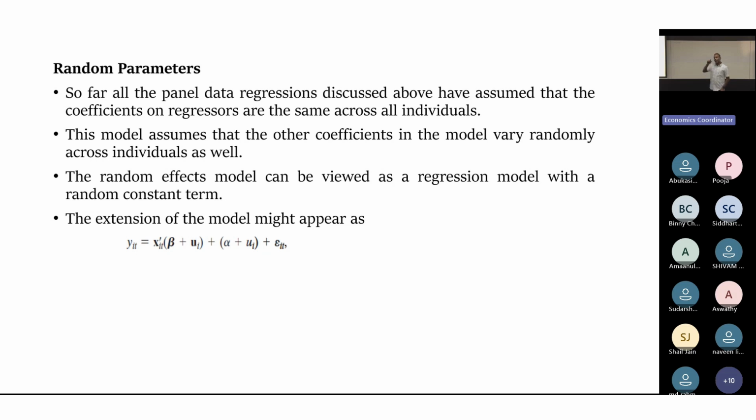But initially, we assume only the constant will change, right? But here we are assuming that the parameters also change. What are the parameters here? We're estimating the constant as well as the slope, alpha and beta, right? Initially, we assume that alpha is unique to each unit. This random parameters model assumes that not only alpha varies, the parameters also change. Look at this model. What happened here is beta i is also varying. This ui is also varying. That is the point.